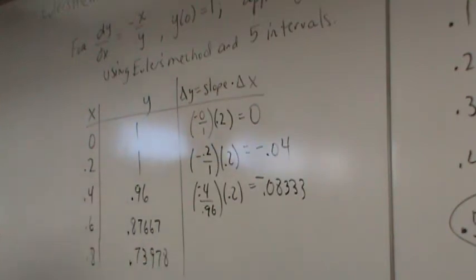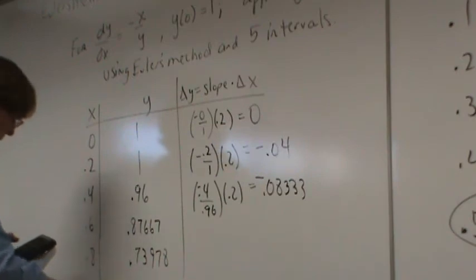I'm actually going to do it on my calculator where I don't have to round. So the slope is 0.8 divided by that answer times 0.2 plus that answer. I end up with 0.52.